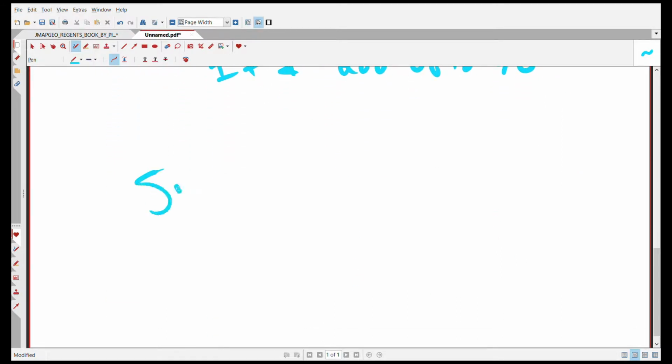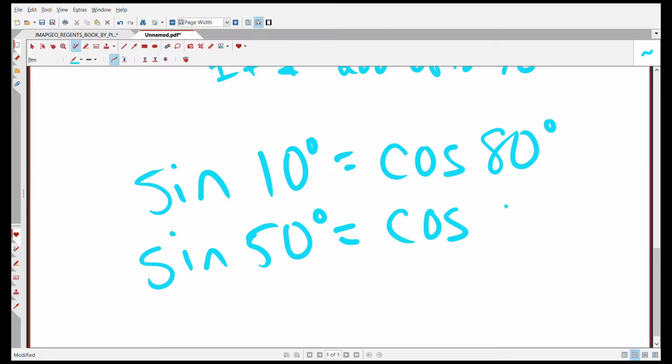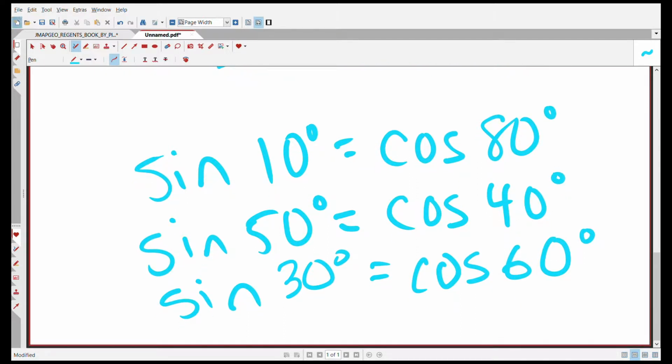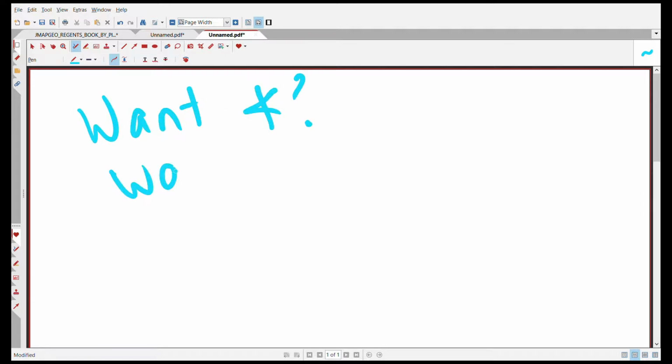So the sine of 10 degrees would have the same answer as the cos of 90 minus 10, which is 80. Or the sine of 50 would have the same answer as the cos of 90 minus 50, which is 40. Or the sine of 30 degrees would have the same answer as the cos of 60 degrees because they are cofunctions. So what you have to be careful of is: do they want the angle or want the answer?